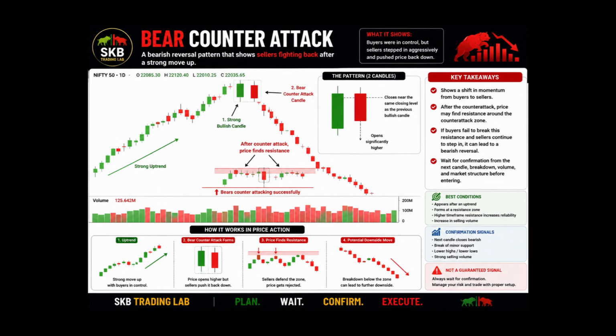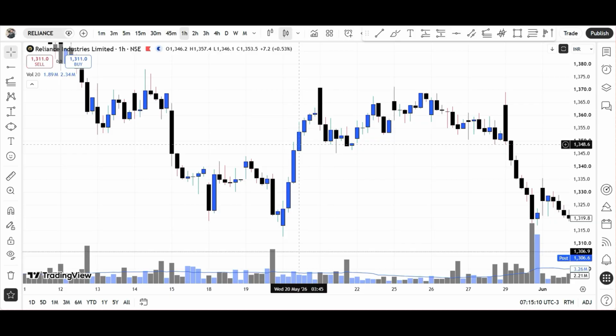Bear counterattack. Now let's look at the opposite pattern. The bear counterattack generally appears after an uptrend. Here, buyers have been in control. Price continues moving higher and eventually reaches an important area. Then we see a strong bullish candle. But on the next candle, sellers suddenly step in. The second candle opens significantly higher, but sellers push price back down. The candle closes near the previous bullish candle's closing level. This is the bear counterattack. The message is buyers were in control, but sellers fought back aggressively.